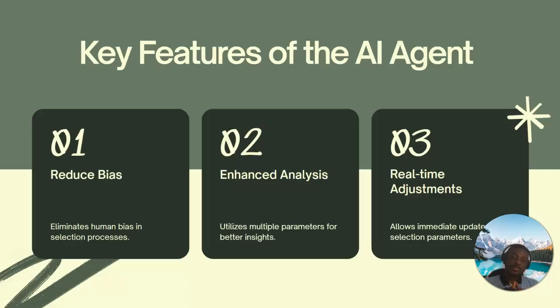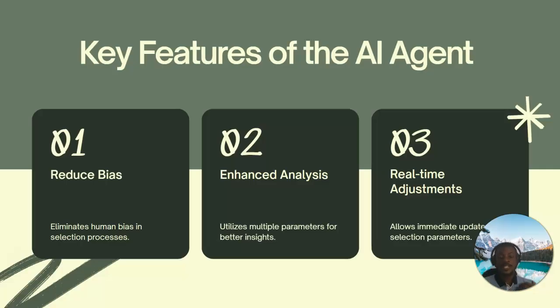So the AI agent will be designed around how we can mitigate bias, right? Different reviewers will likely have bias. It could be nationality bias, it could be racial bias, it could be industry bias, it could be anything, right?